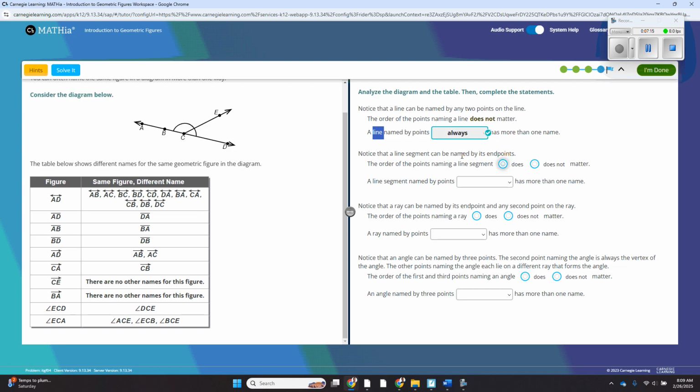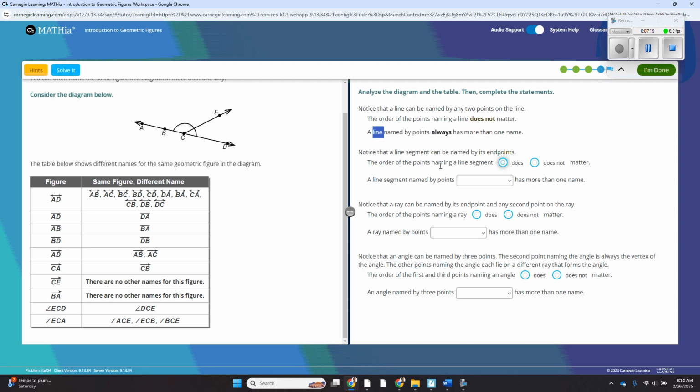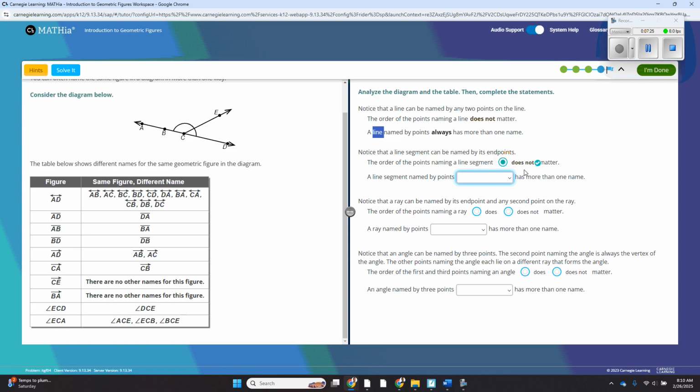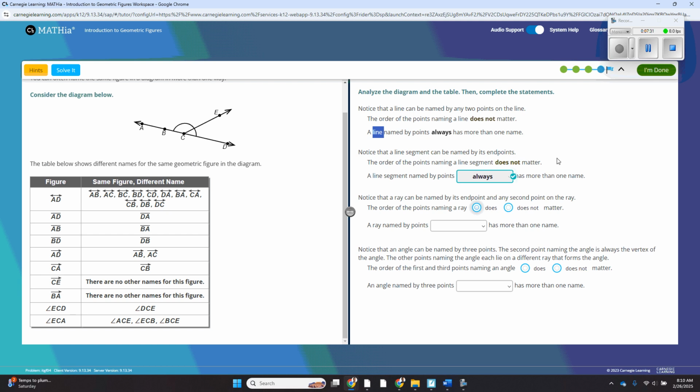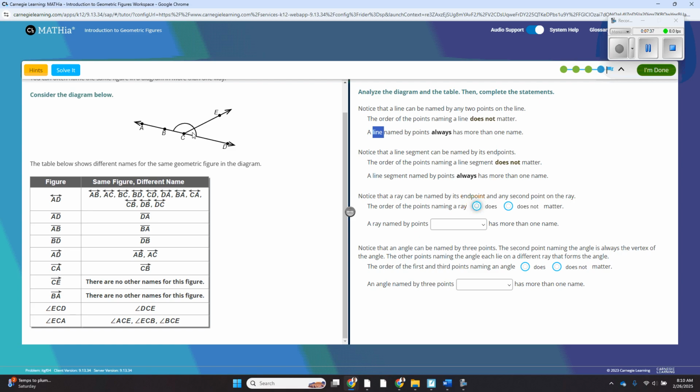Notice that a line segment can be named by its endpoints. The order of the points naming a line segment does or does not matter. This is the same as a line. It does not matter. And then a line segment named by points always has more than one way. You can always flip-flop those. So for example, if the only ones on the line segment, like if I have CE here, I could always switch those and say EC.